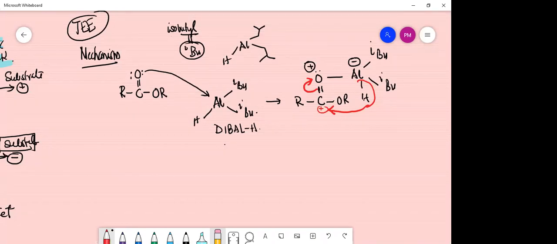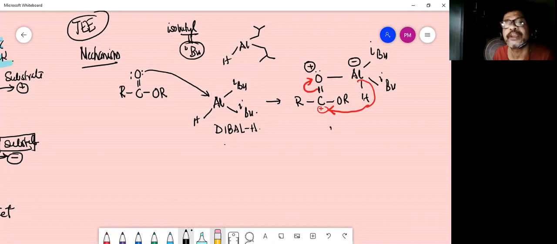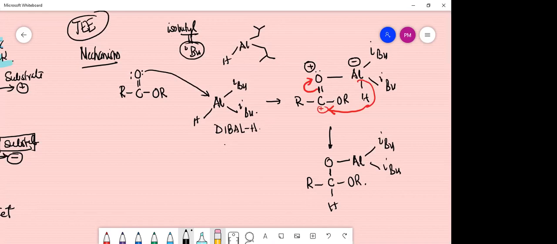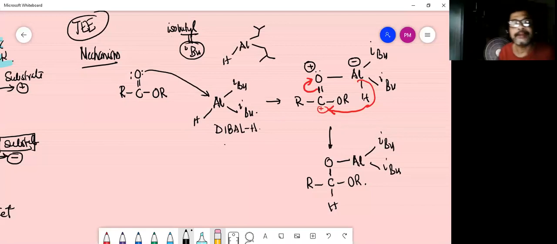So what does the structure now become? The structure now looks like this: you have got R, C, O, aluminium, isobutyl, isobutyl, and out here H, and OR. Yes or no? Yes, sir. Fine. Now, once again this aluminium becomes electrophilic in character, with an incomplete octet.